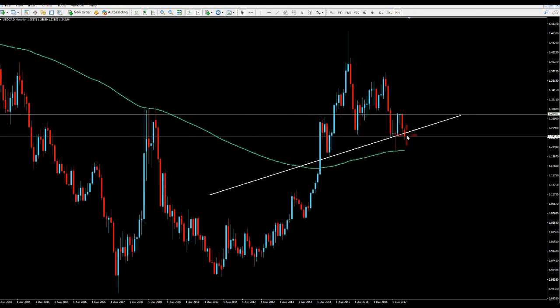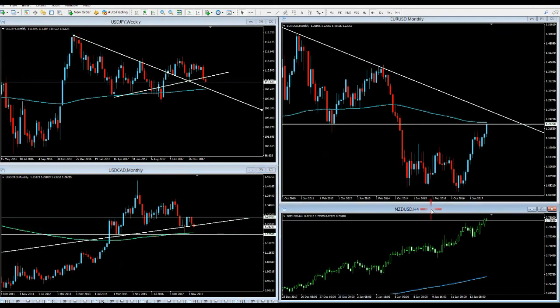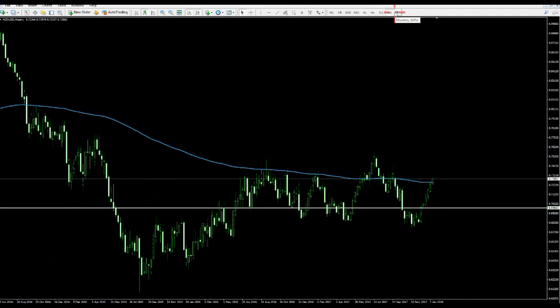So this could mean a continuation down to, in this case, this support, which is pretty well in line with the moving average and the two previous bounces. So this could be a target there. And what about the Kiwi? Let's take a look at that. We can see it's breaking above the EMA.